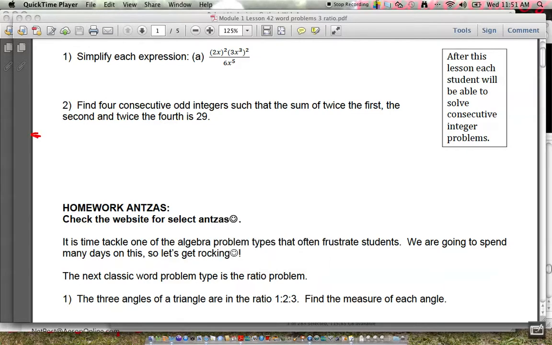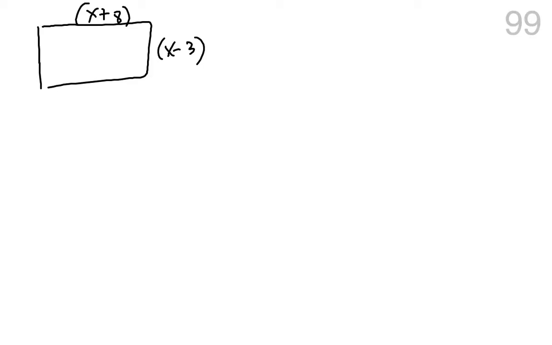All right, so listen, the first thing we have to do is talk about the quiz. It's actually a very easy quiz. However, if you didn't understand what to do, then it would seem really hard. But once you understand what to do, you're going to go, oh, you know what, that wasn't so bad. So one of the sides is x minus 3, and one of the sides is x plus 8. And it asks you to represent the area.